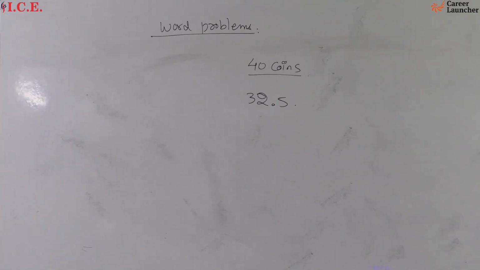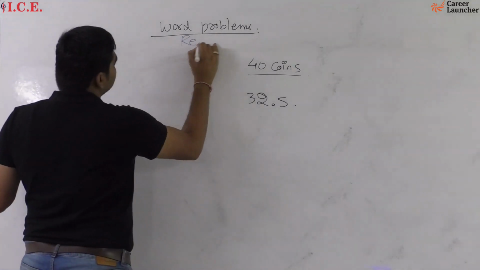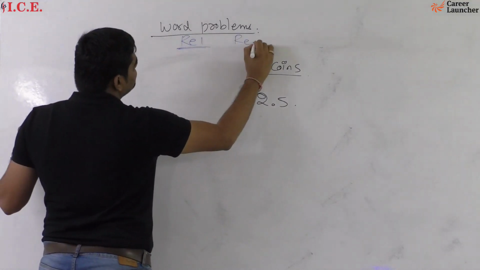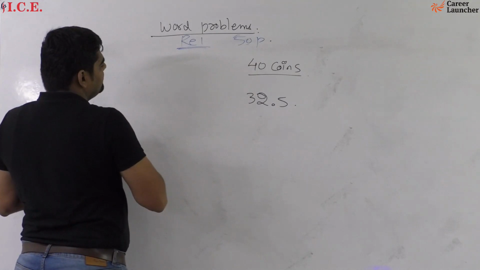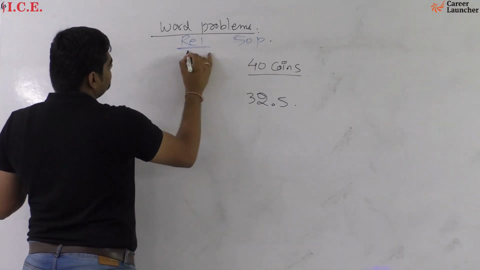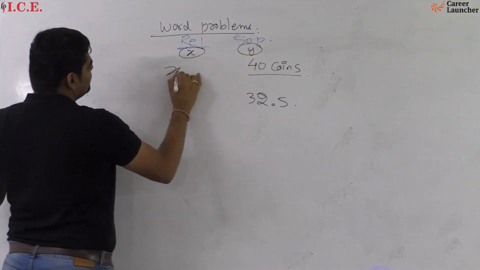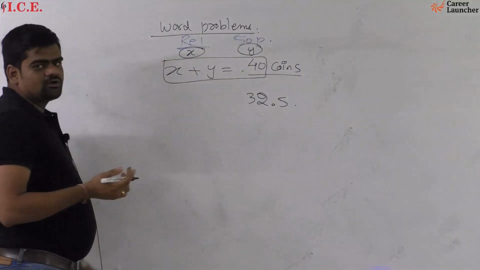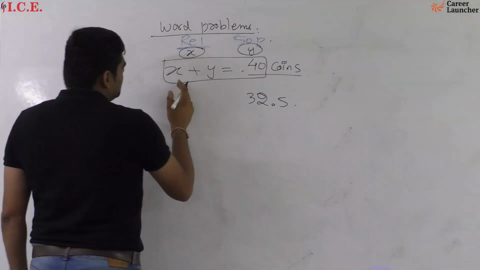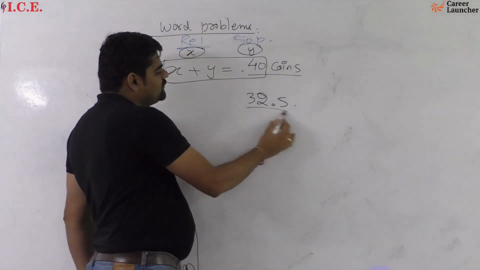Yes, you have got the answer. Simple now. Assume that there are two types of coins, 1 rupee coin and 50 paisa coin. So let's say there were x coins of 1 rupee and y coins of 50 paisa. Can I say the first equation will be nothing but x plus y is equal to 40? The total number of coins is 40, right?